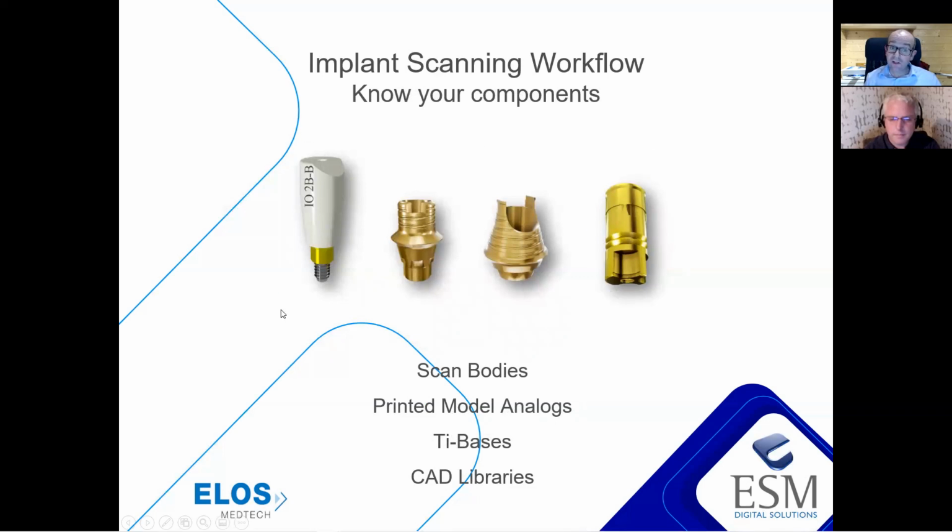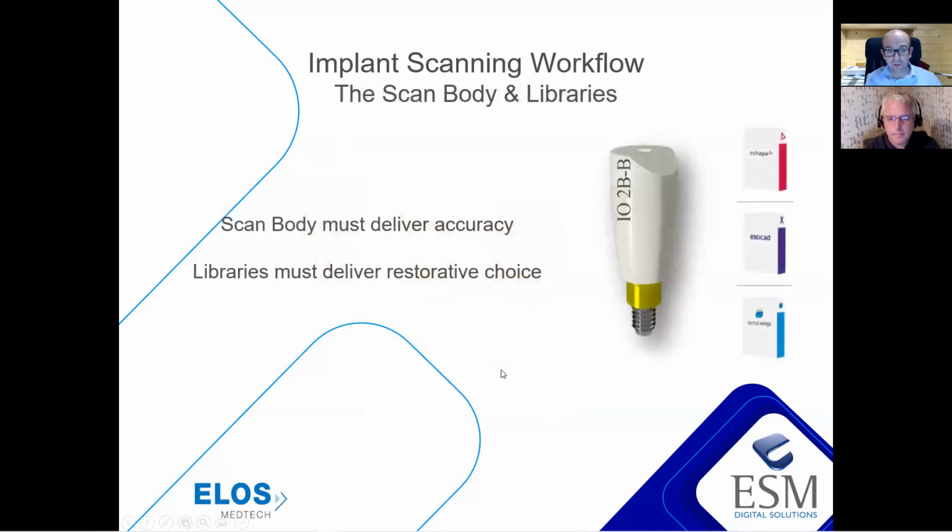And believe it or not, there are some systems out there that have a scan body, but don't have a printed model analog solution. So the problem there is you could do a scan, the lab can design a crown and make the crown, but you don't have a model to verify that crown on, or indeed finish it if a porcelain buildup was required, for example. So get to know your components. And another key component is the CAD library.